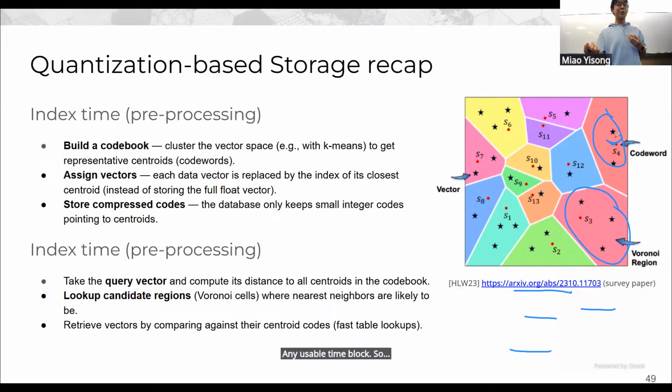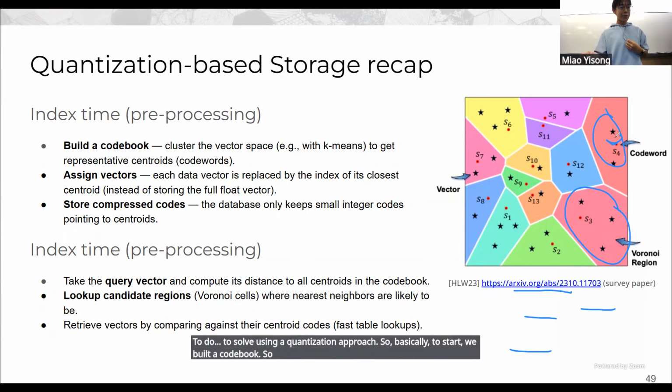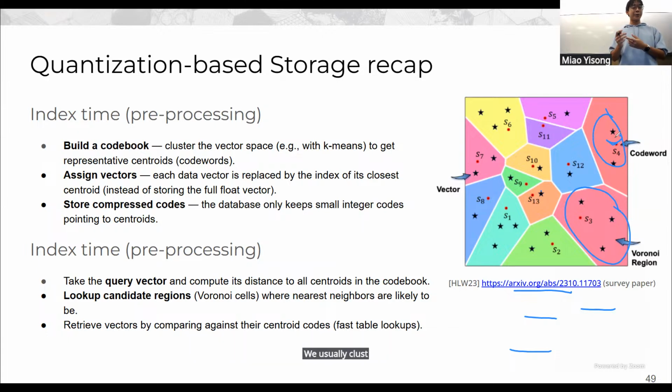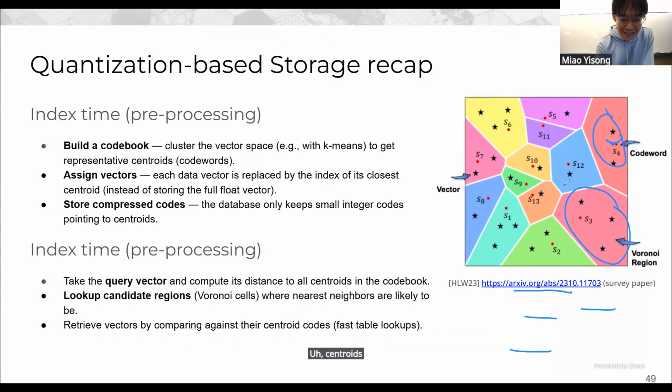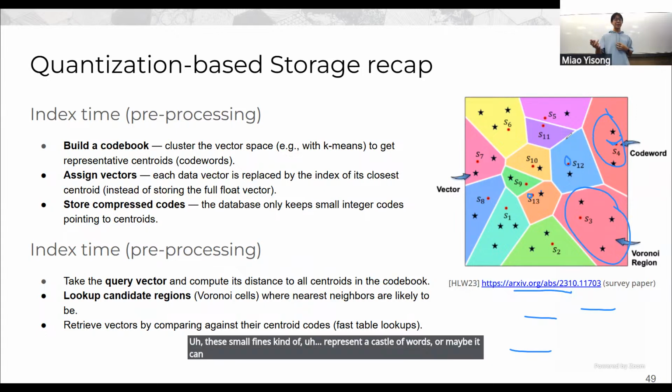So what does it mean to solve using a quantization approach? Basically, to start, we build a codebook. So what exactly is a codebook? We usually cluster the vector space with k-means to get representative centroids. So what are centroids? Centroids are this stuff. These small points represent a cluster of words, or maybe some sort of semantic meaning.